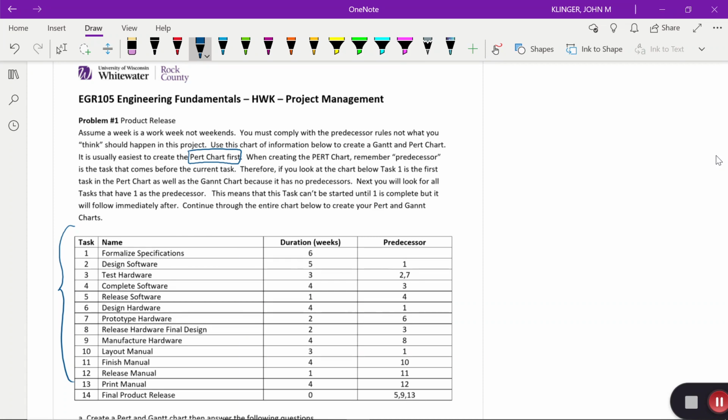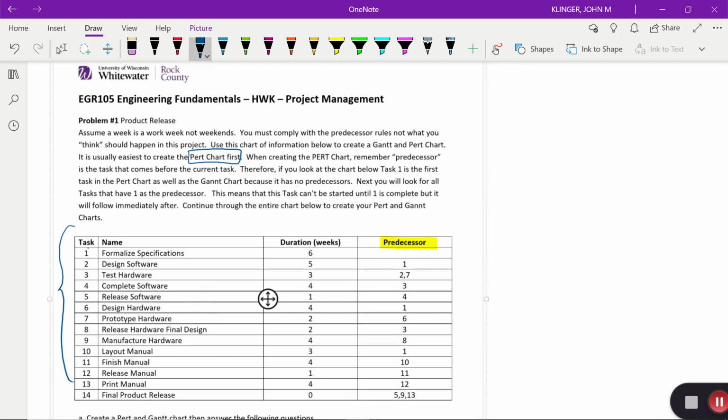So when we're creating the PERT chart, we want to remember that the predecessor is the task that comes before the current task. What does that mean? All right, so let's look at this. We have a number of tasks, 1 through 14, with a number of different weeks. We also have the predecessor information. What is that predecessor information? It tells us what comes before that task.